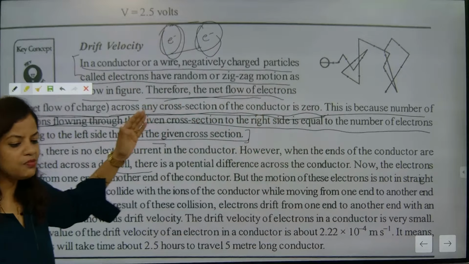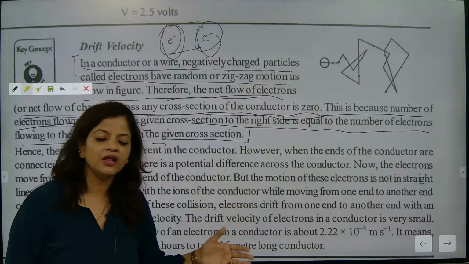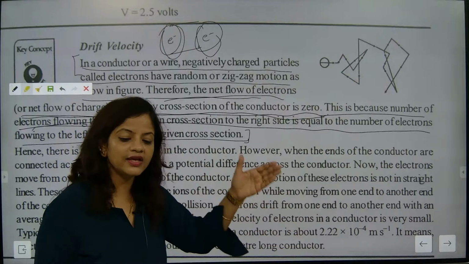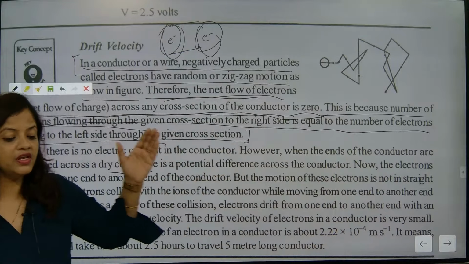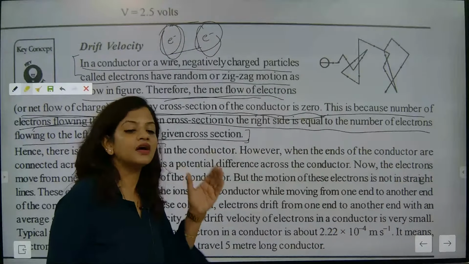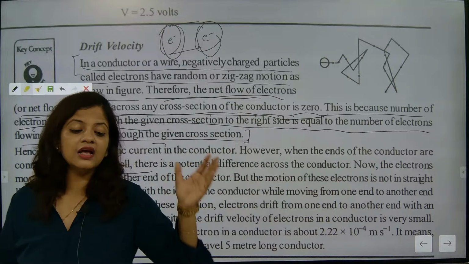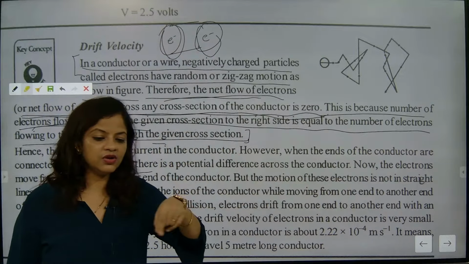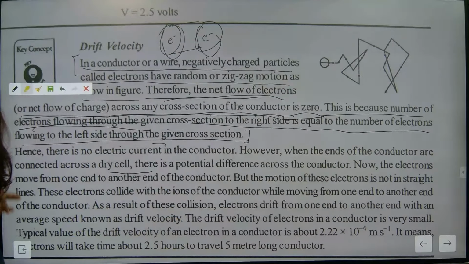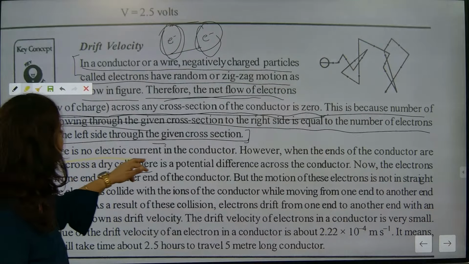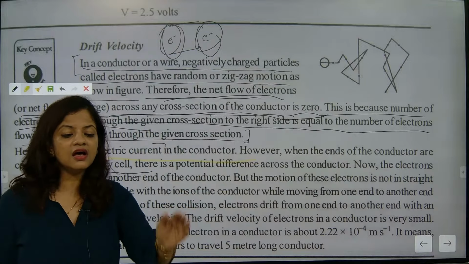Understood? So that means the wire is a conducting wire, but is it applicable? The wire is a conducting wire. So since it is a conducting wire, but will it conduct current? No, it will not conduct current. But most important is there is no electric current in the conductor. There is no electric current in the conductor.